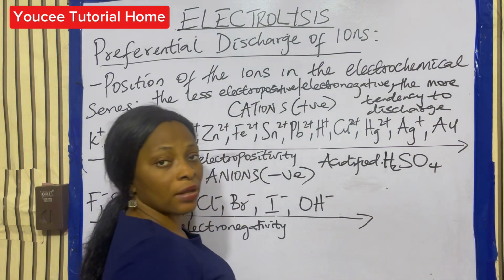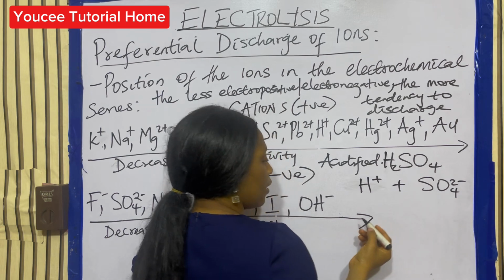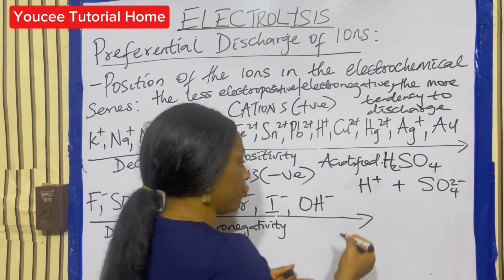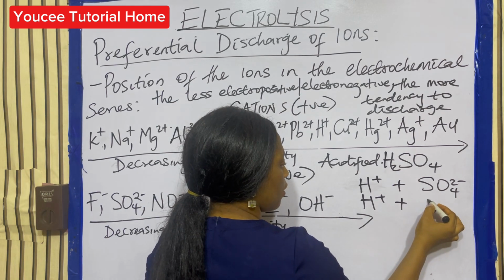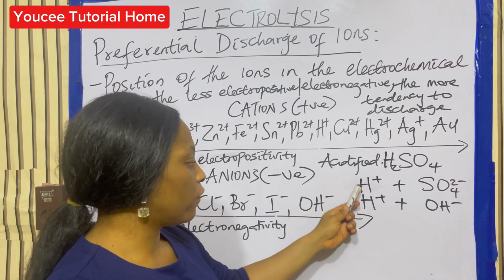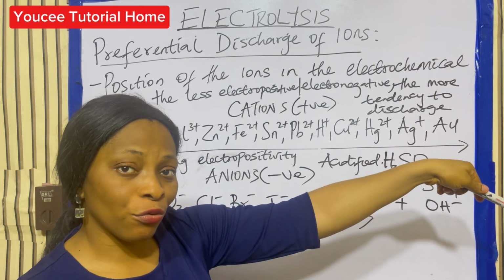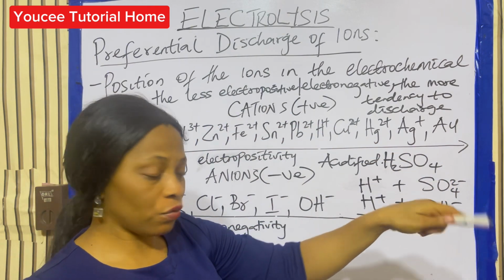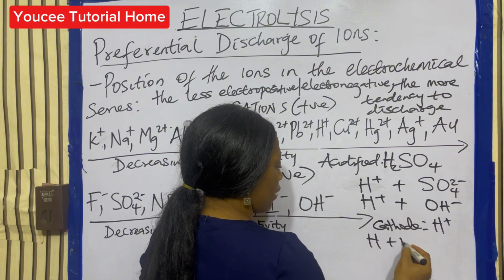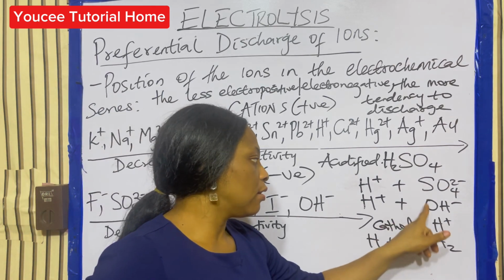let's look at how the ions are discharged. The ions present are hydrogen ions, sulphate ions and then water, because remember, electrolysis must take place in a solution medium. So water gives hydrogen and hydroxide ions. Between these, which one will be discharged? The positive ions are going to be discharged at the cathode. At the cathode, hydrogen ions are discharged, so you have hydrogen plus hydrogen, and that gives hydrogen gas discharged at the cathode.